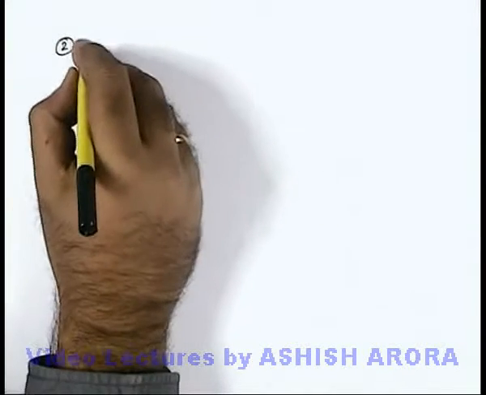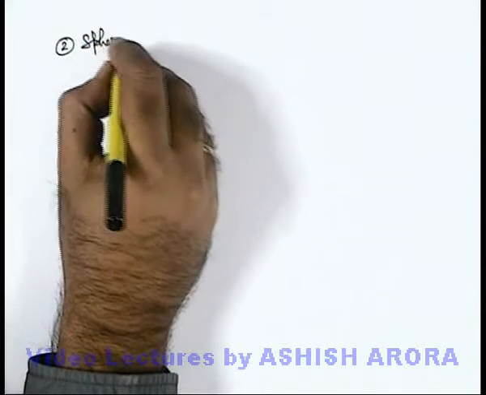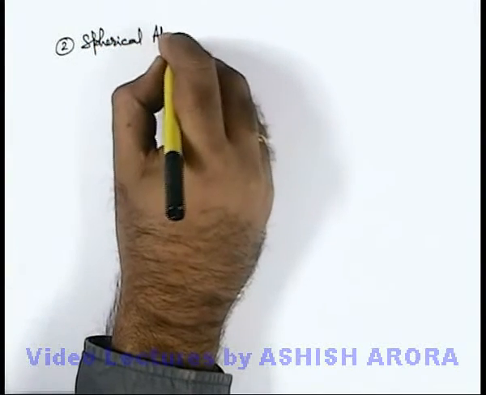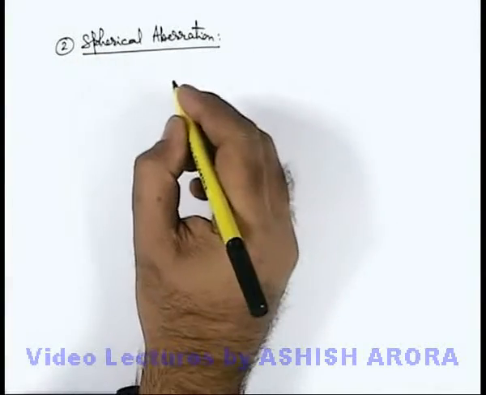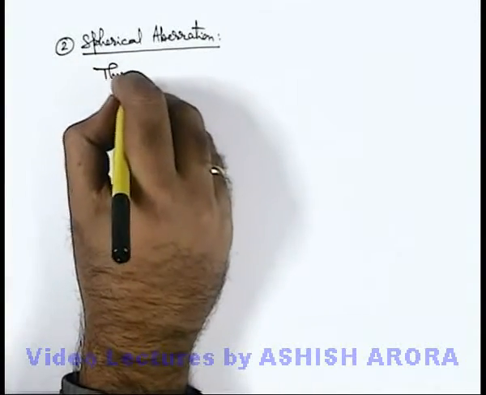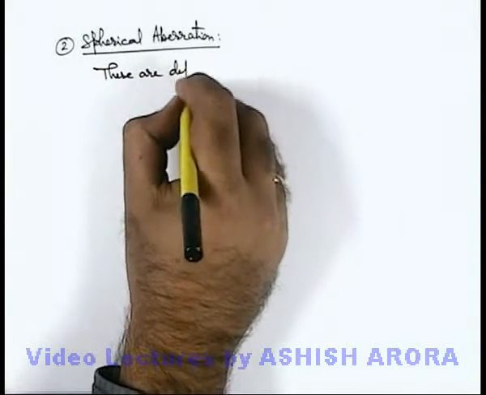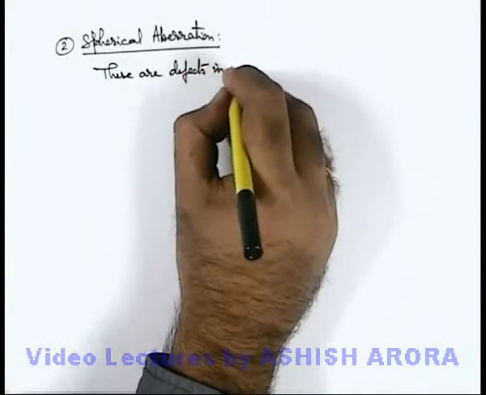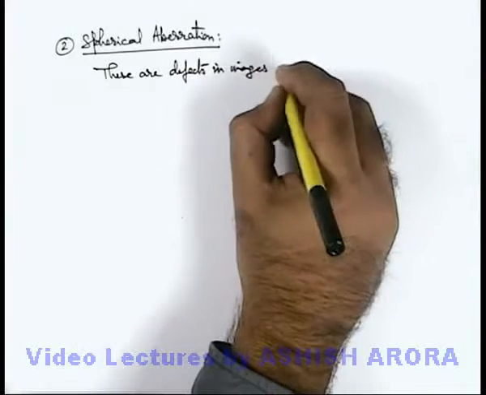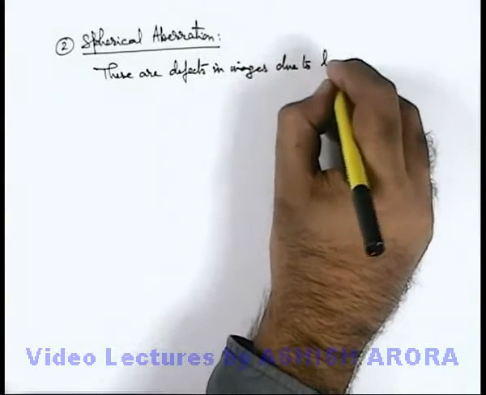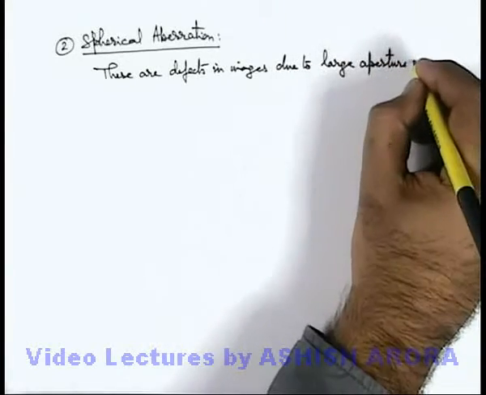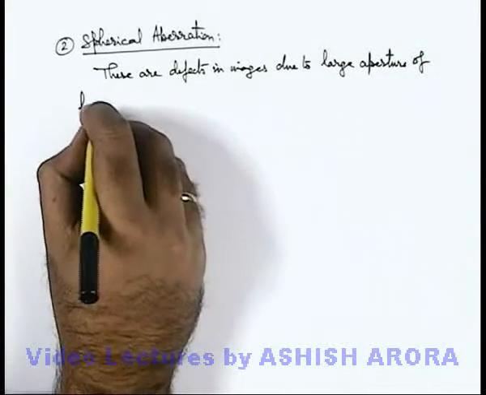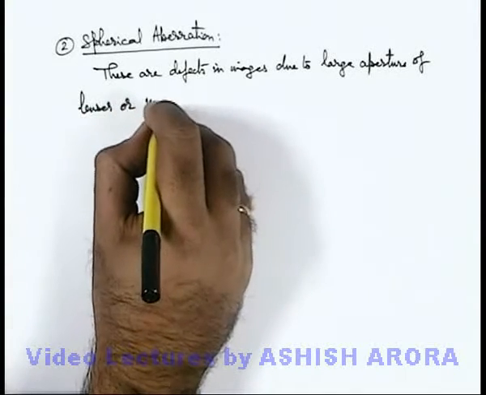Let us continue our discussion for the second category of aberration, which we call spherical aberration. About spherical aberration we can write, these are defects in images due to large aperture of lenses or mirrors.